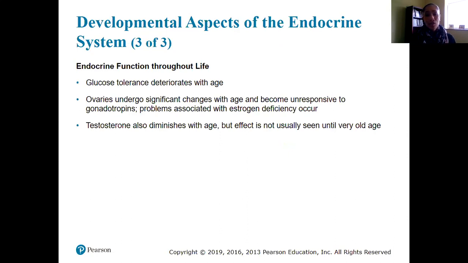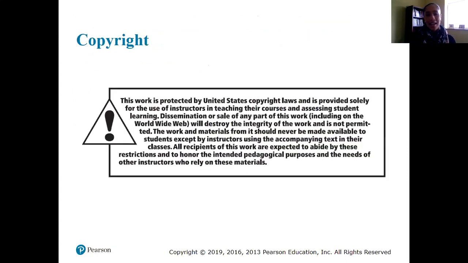Testosterone levels do diminish with age, but the effect is not usually seen until very old age. So that's why if a man is pretty healthy and he's got viability, a man can continue producing children in his 70s and potentially his 80s. It's not until men get extremely into an older age that they really see some effects of decreased testosterone. So that's it for chapter 16.